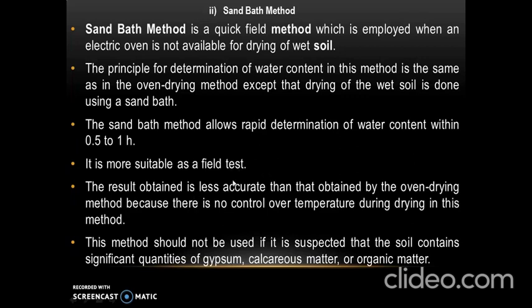The result obtained by sand bath method is less accurate than that which is obtained by oven drying method, which is a accurate method. There is no control over temperature during drying in sand bath method, hence it may not give us the accurate value of water content. And this method should not be used if the soil contains significant amount of gypsum, calcareous matter or any organic matter.